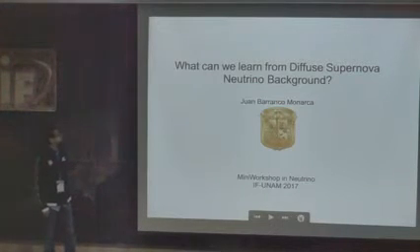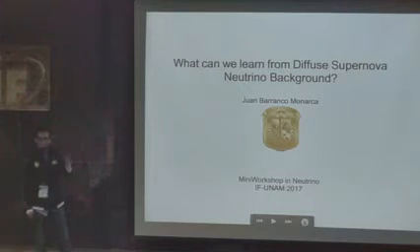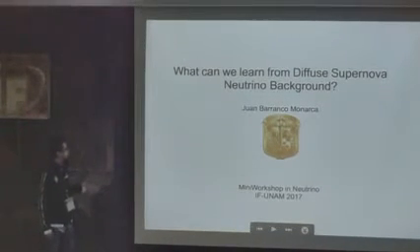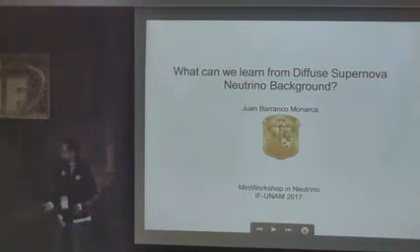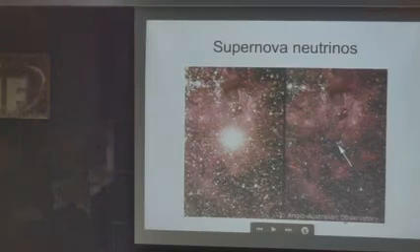So what I want to talk with you about is something that is very easy. It's the diffuse supernova neutrino background, and some things that we can learn from this flux. Essentially there are three things that I want to talk with you about. First, I want to tell you what this diffuse supernova neutrino background is. The second part is whether this diffuse supernova neutrino background can tell you something about cosmology, and I will try to conclude with something.